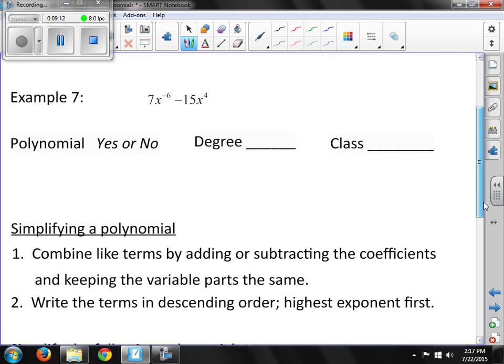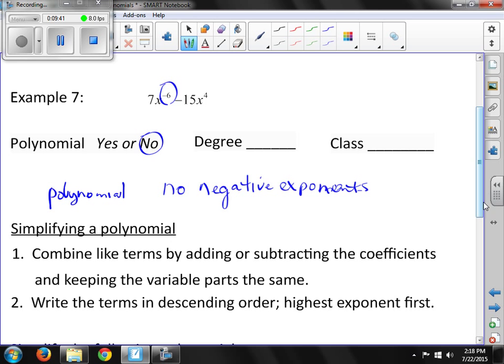Example 7 is the last of these examples before we start simplifying a polynomial. This one is not a polynomial because it has negative exponents. Polynomials have no negative exponents. So we don't have to answer this. We don't have to answer this.